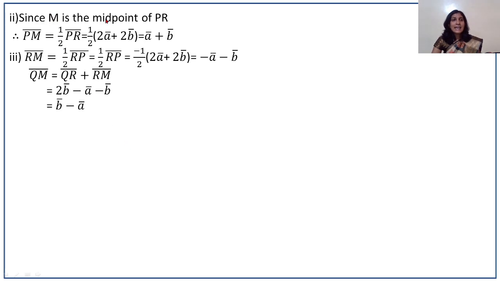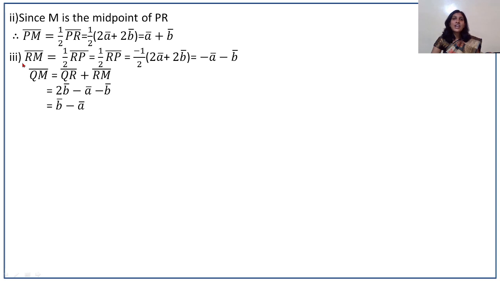Next, since M is the midpoint of PR bar, what is PM bar? PM bar is equal to half of PR bar, right? Because M is the midpoint. So 1 by 2 PR, what is PR bar? That is 2A bar plus 2B bar. So this is equal to A bar plus B bar.